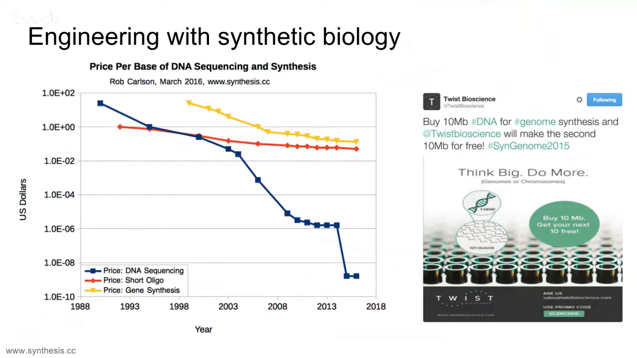And you can see things like this tweet from Twist Biosciences where they said, buy 10 megabases of DNA, get 10 megabases free. So this is almost futuristic stuff. Buying 10 megabases of DNA was not something people talked about even a couple of years ago.